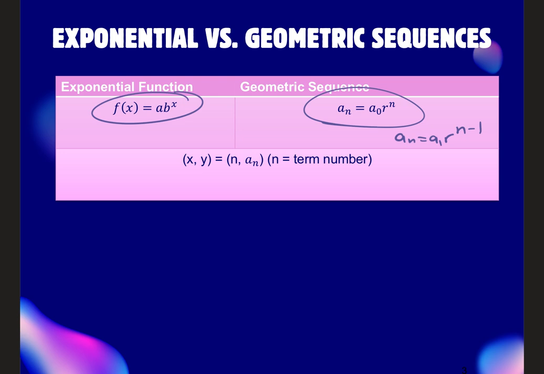In both of these cases, and it doesn't say it here, my initial value is a from the exponential function or a0 from the geometric sequence. And this time, your change is going to be multiplied. So your rate of change is going to be b or r.